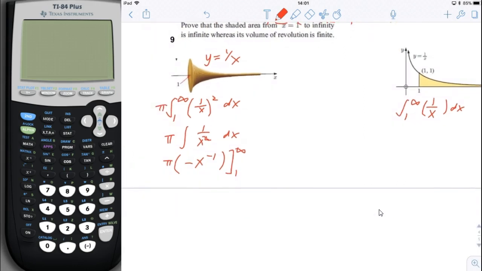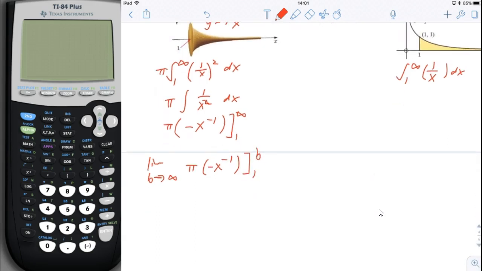And the mathematically correct way of doing this is we say the limit as b goes to infinity of pi times negative x to the negative 1, evaluated from 1 to b. So we use a limit instead of just plugging infinity in there directly, so that the math is as simple as possible. And just at the very end, we're going to put infinity in as a limit, and then it becomes a limit problem.